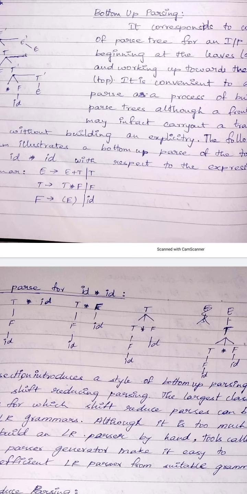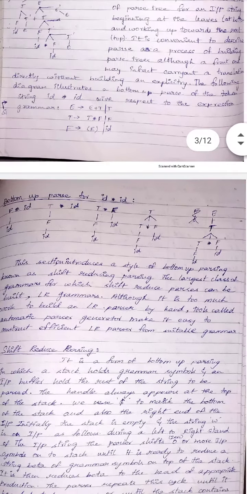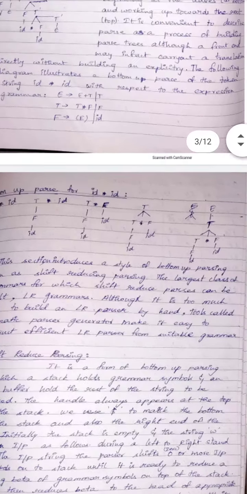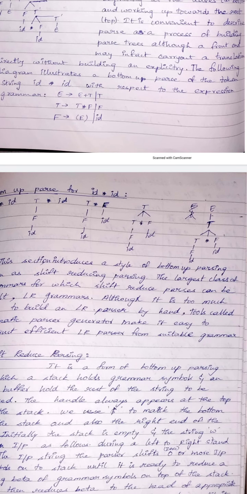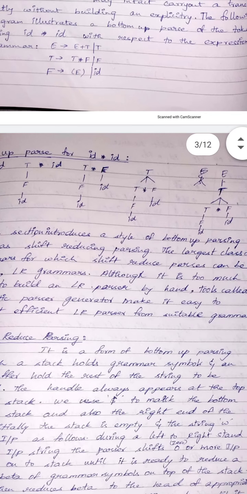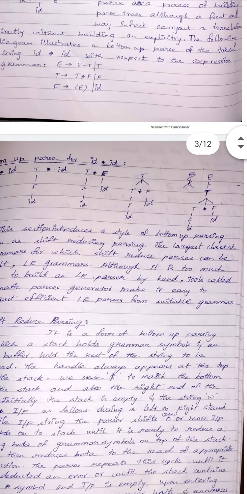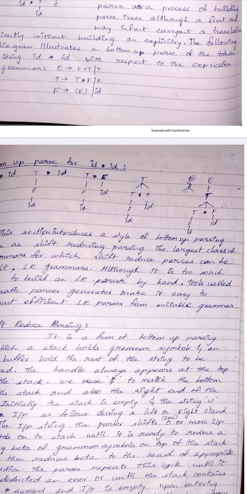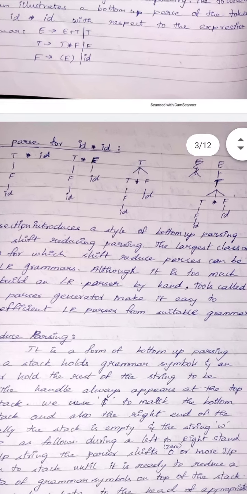And then here we have a type of bottom up parsing that we call shift reduce parsing. This is a very important one, shift reduce parsing. Using this technique we would be able to construct an automatic parser, which we call an LR parser. LR stands for left to right parser. L stands for left to right, and R stands for rightmost derivation in reverse. We use rightmost derivations, but in a reverse manner.